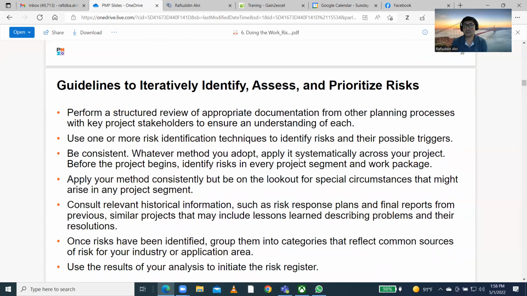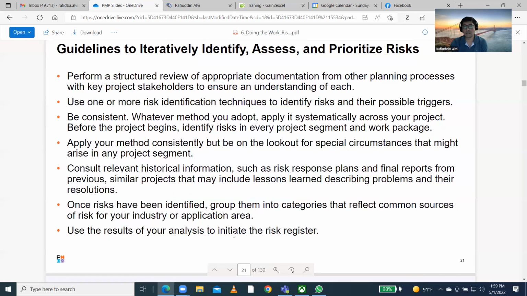Consult relevant historical information, such as the response plan and final report from a previous similar project. If any risk occurred in a previous similar project, make a note of that as well and go through it. Once risks have been identified, group them into categories. We have seen environmental risk, organizational risk, and insurable risk. You can categorize the risk accordingly so that you can address it with ease. Use the result of your analysis to initiate the risk register. You need to initiate it and document the risks in the risk register.